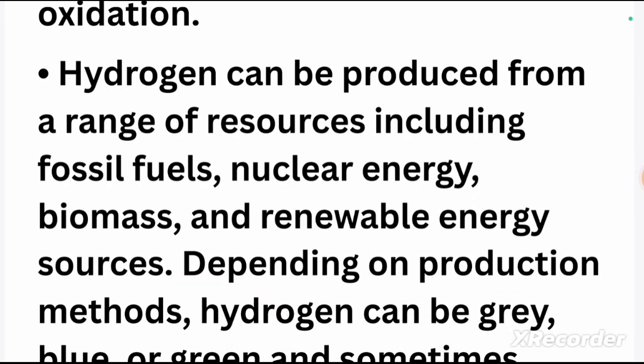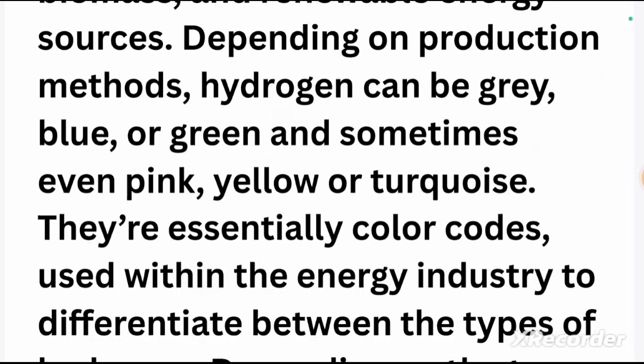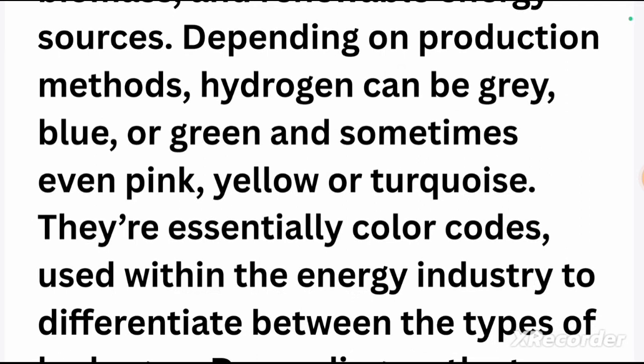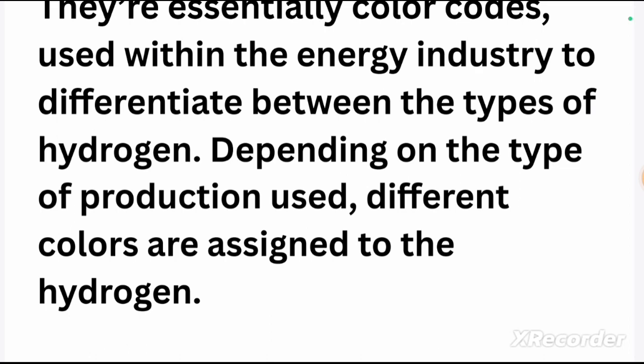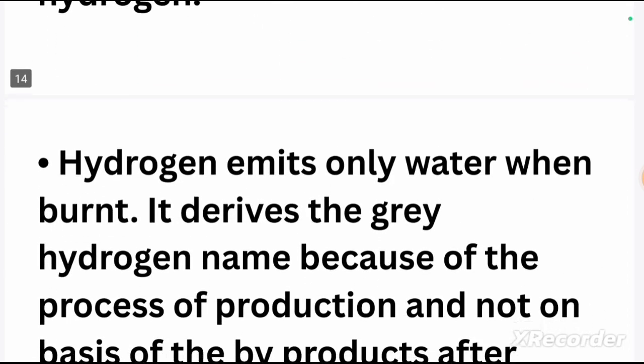Hydrogen can be produced from a range of resources including fossil fuels, nuclear energy, biomass, and renewable energy sources. Depending on the production method, hydrogen can be gray, blue or green, and sometimes even pink, yellow or turquoise. They are essentially color codes used within the energy industry to differentiate between the types of hydrogen. Depending on the type of production used, different colors are assigned to the hydrogen.